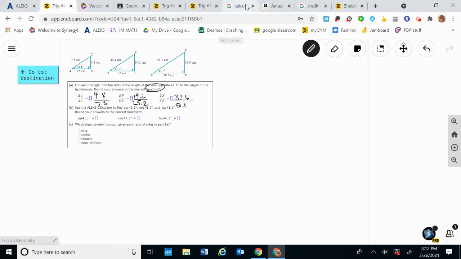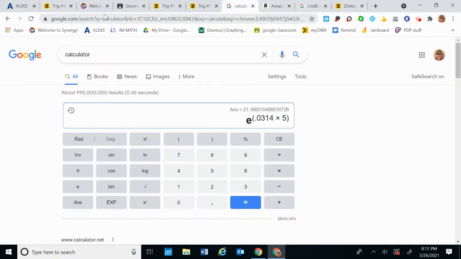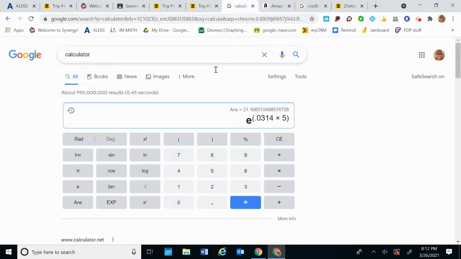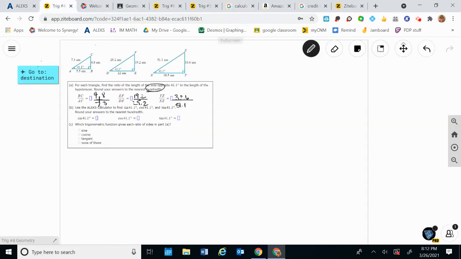I can actually grab a calculator. Maybe it is helpful. 4.8 divided by 7.3 gives you 0.6, and since it said nearest hundredth, that's 0.66. So what you're going to get is 0.66 for each one of these.